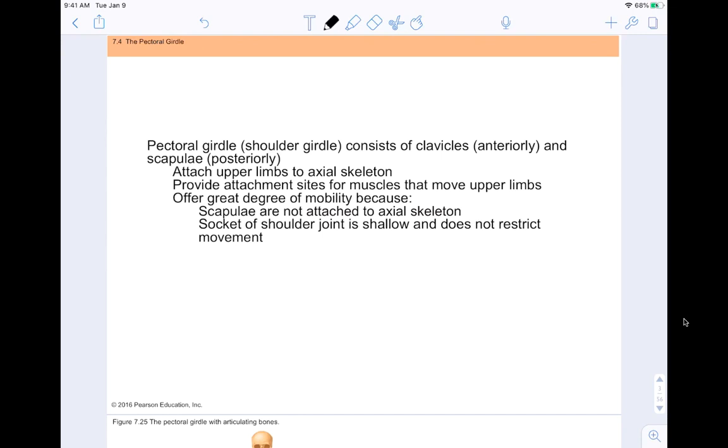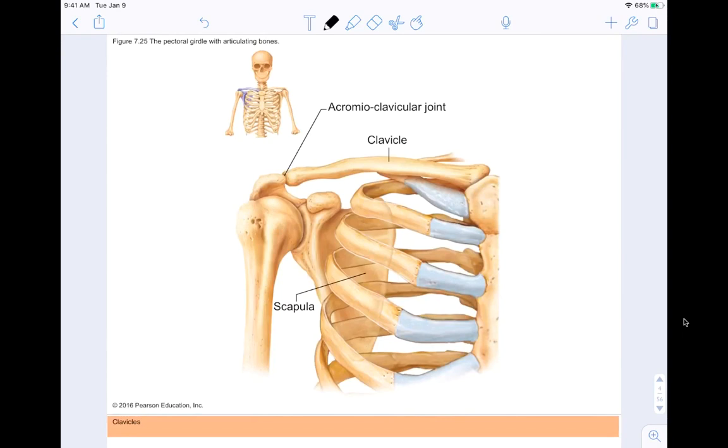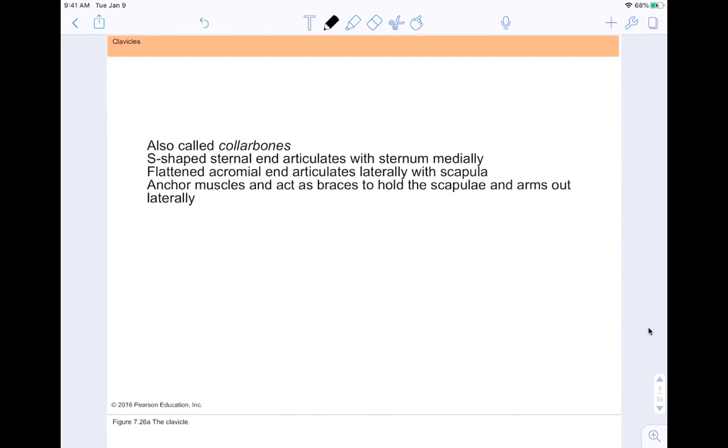Okay, and this is going to provide the attachment site for muscles that help us move our upper limbs, and it's going to offer a great deal of mobility because the scapula, your shoulder blades, are not attached to the skeleton, which is really great for us to be able to move our arms around. Little bat wings back there, your scapula. And the socket of the shoulder joint is shallow and doesn't restrict the movement of your arms, so your arms can make full circles. So this is a picture of what we just talked about. It's focusing on your pectoral girdle with the articulating bones. We're going to talk about these different parts in just a second.